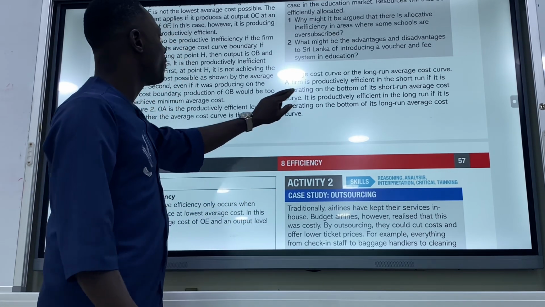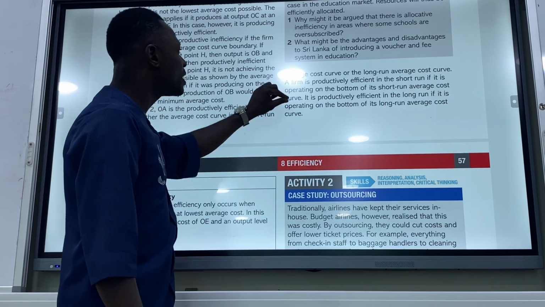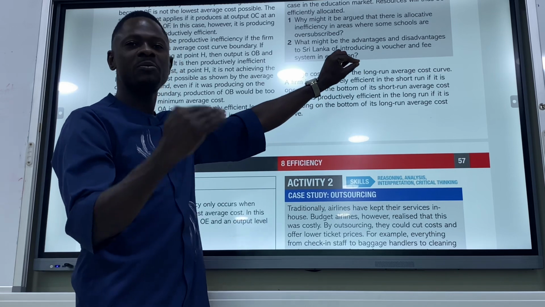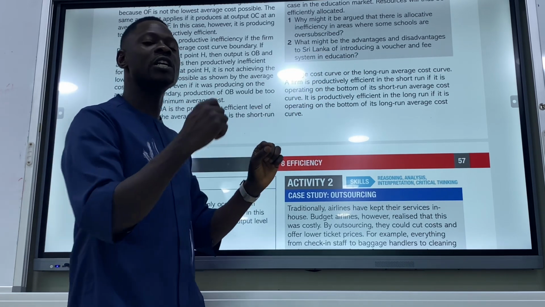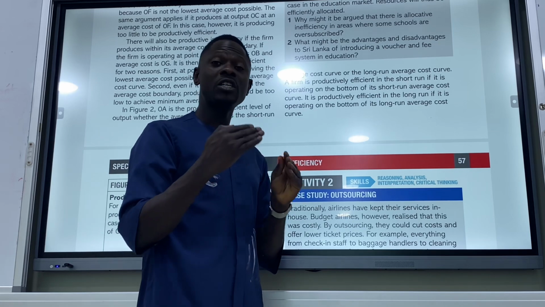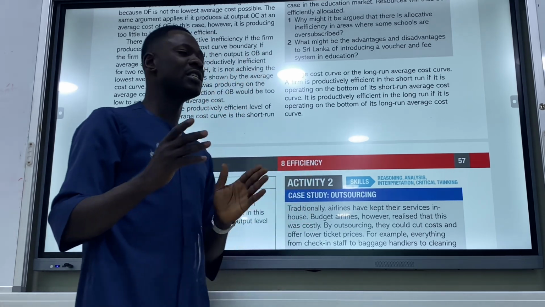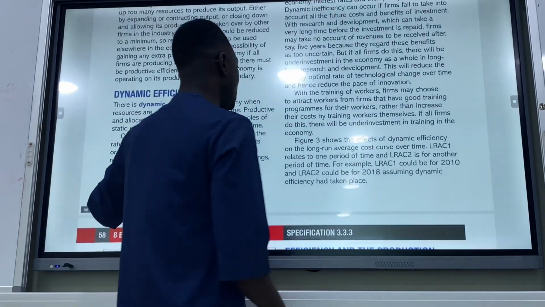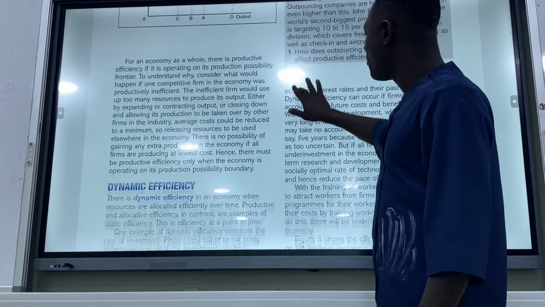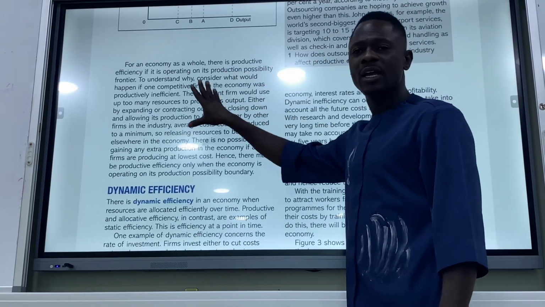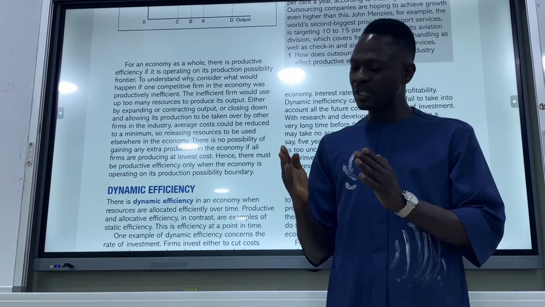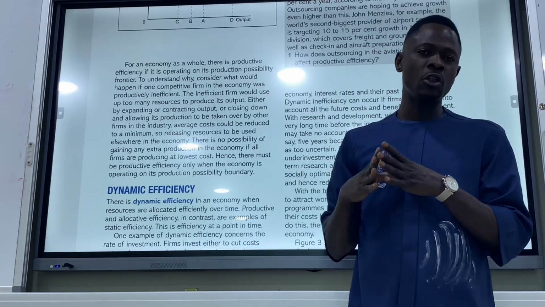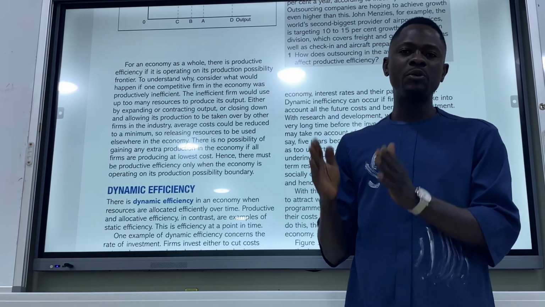So let's read anyway. A firm is productively efficient in the short run if it is operating on the bottom of its short run average cost curve. And if it is operating on the bottom of the long run average cost curve, it is productively efficient in the long run. That is about productive efficiency, and for the economy as a whole, it has been explained here. The country will be considered productively efficient if the firms in that economy are producing within their production possibility frontier.